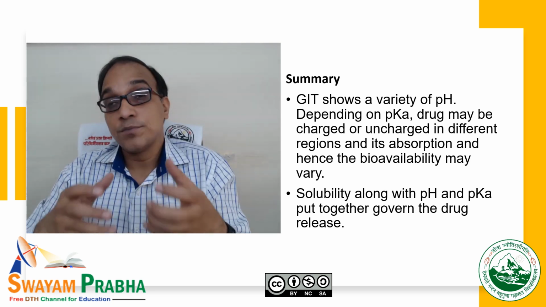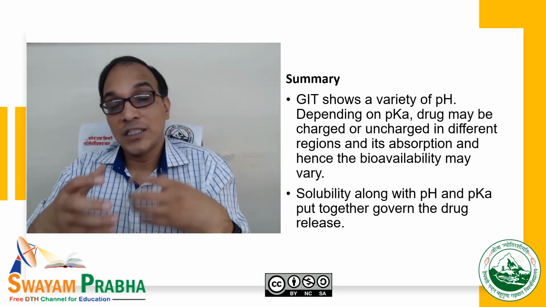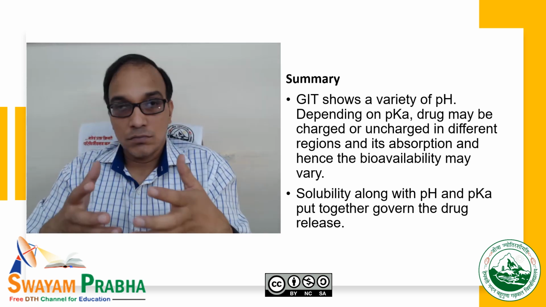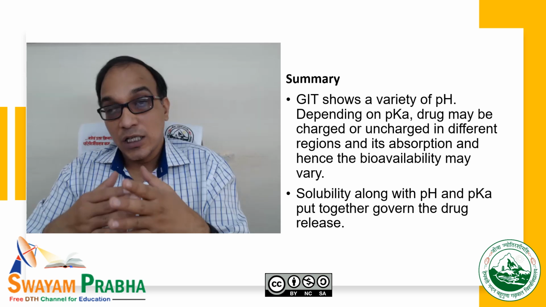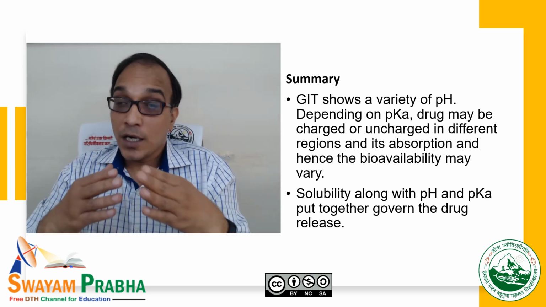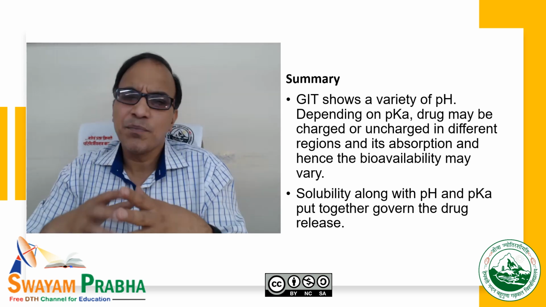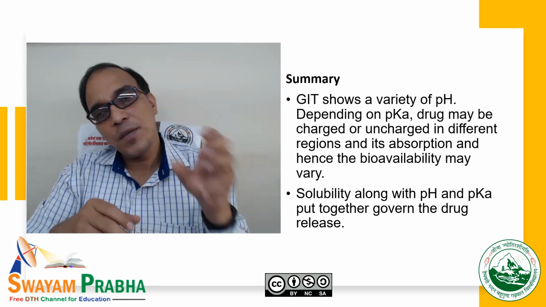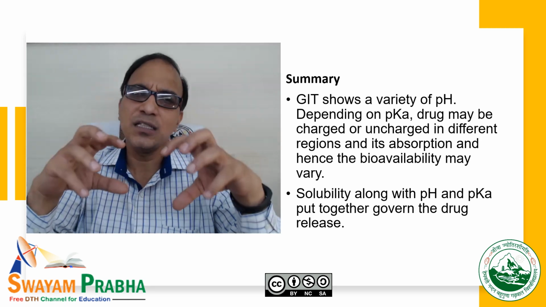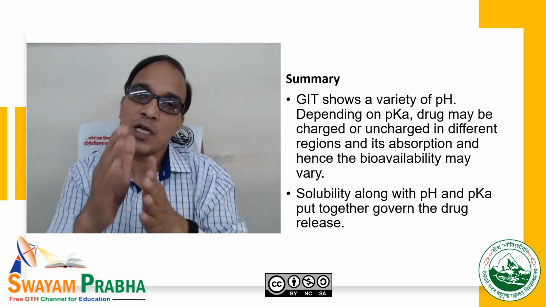However, some strategies we are going to deal with in detail in coming lectures, and it must be noted that the GIT shows a variety of pH depending on the acid dissociation constant, the pK. A drug may be charged or uncharged in different regions, and its absorption, and hence the bioavailability, may vary. So pH, pK, solubility, dissolution, all we are studying because we want better absorption. Our aim is to improve absorption and bioavailability.